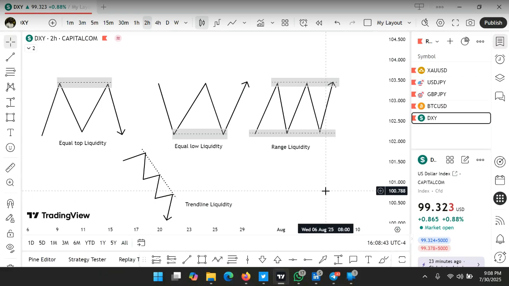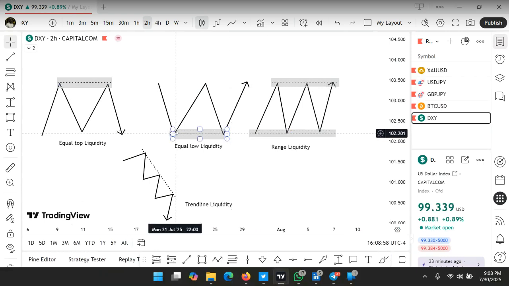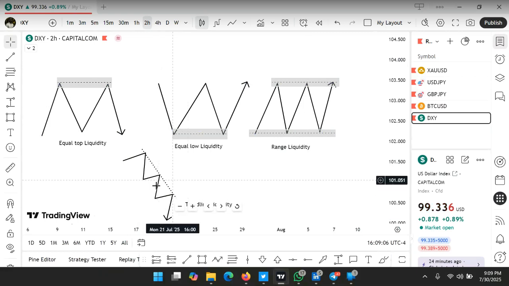There is liquidity. So there are four types of liquidity I want you to know. We have equal top liquidity. This is top, this is one, this is two, so we call it equal top liquidity. Then we have equal low liquidity. One, two, there are two lows, so they are equal, so we call them equal low liquidity. And then we have range liquidity. And then we have trend line liquidity.